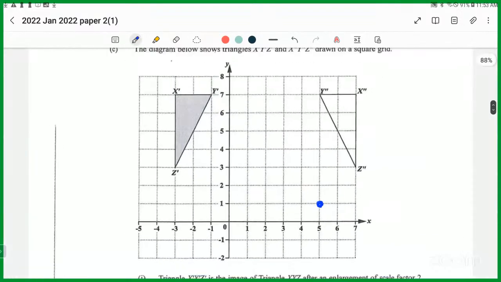Let's do it one at a time. So let's say we're doing Y to Z first. What is the distance from Y to Z?